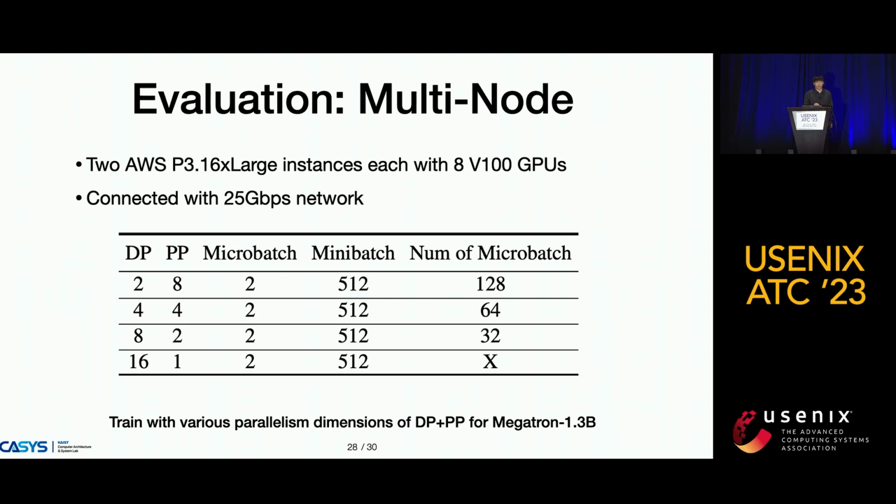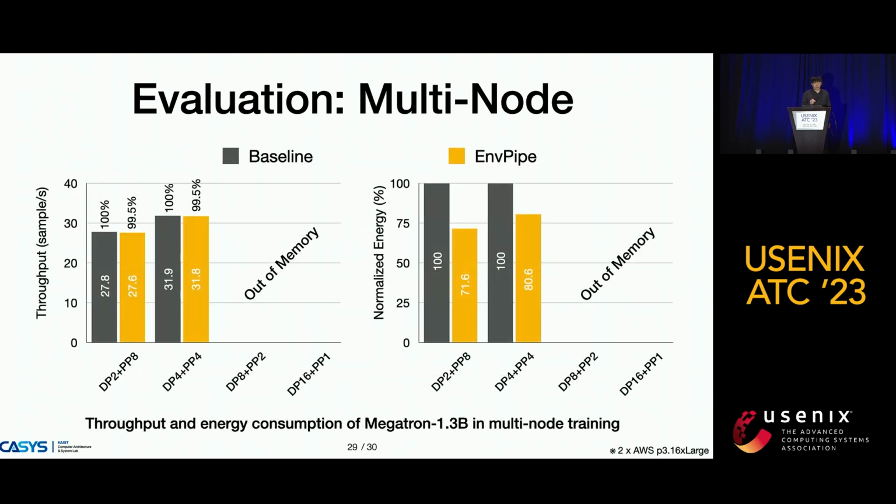Next, we experimented with 2 cloud instances, each with 8 V100 GPUs, so it has a total of 16 GPUs. For multi-node experiments, we trained a Megatron model with various possible configurations of data and pipeline parallelism. Achieving efficient memory utilization can be challenging when relying solely on data parallelism. Due to memory constraints, training could not be completed for the 2 scenarios relying mostly on data parallelism. Similar to the single node evaluation, the performance degradation of EnvPipe is less than 1% compared to baseline. EnvPipe saved energy significantly with up to 28%.